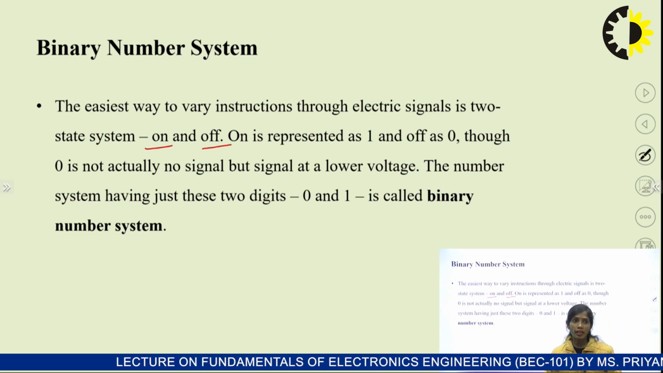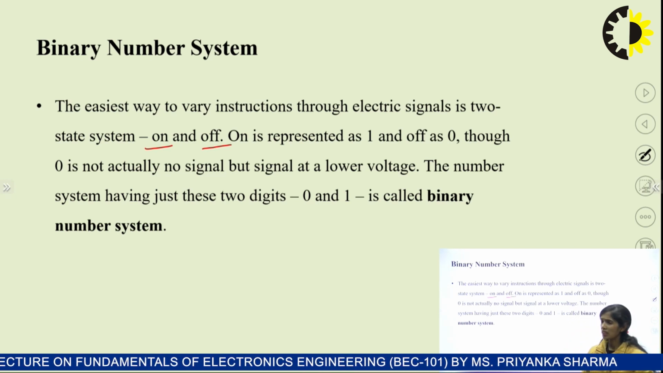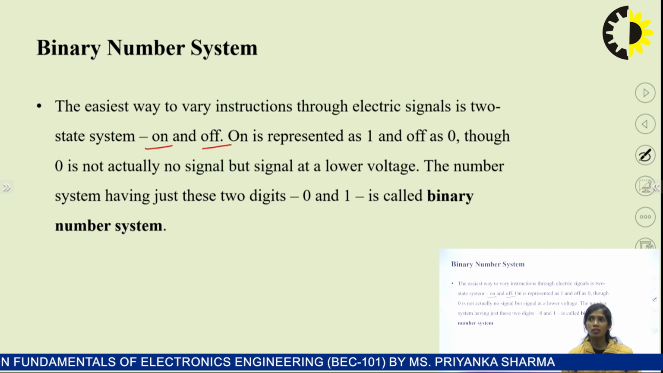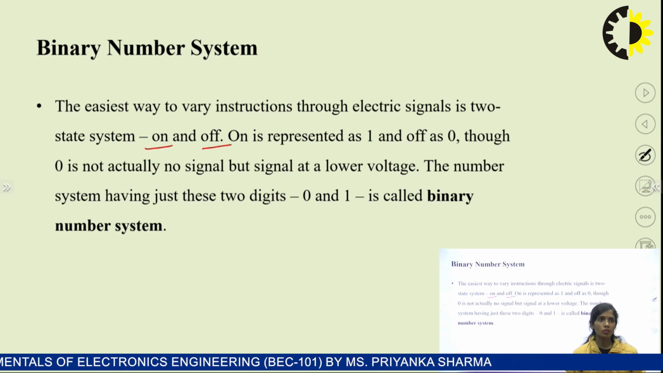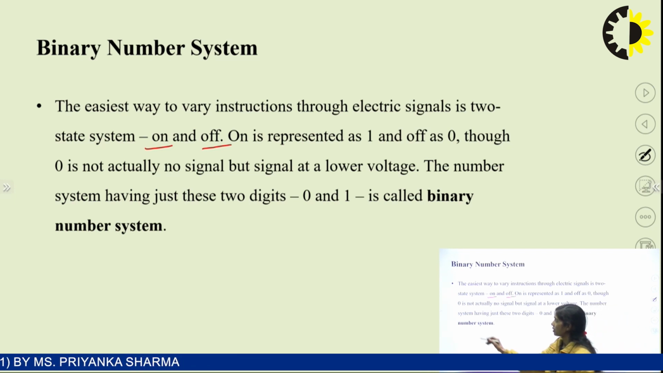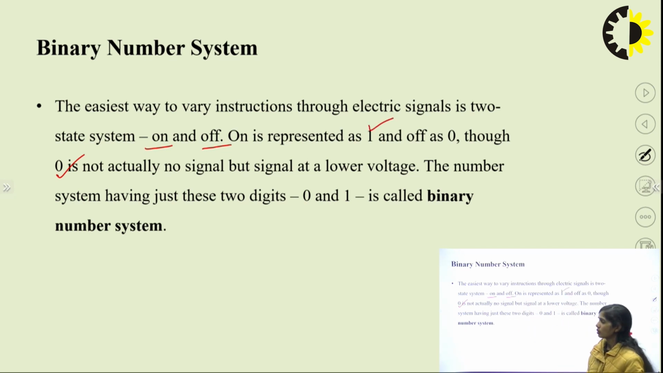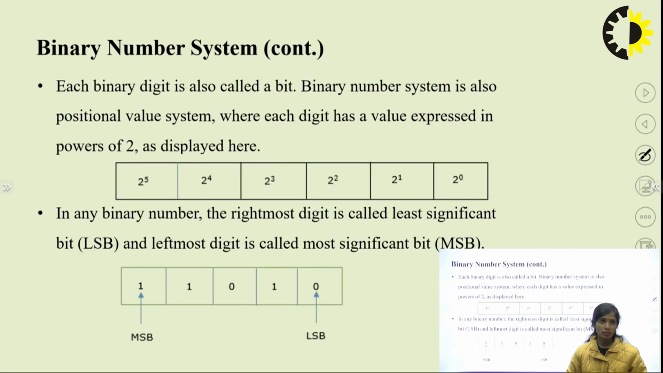0 is actually not no signal, but a signal at lower voltage. We can say it is not exactly 0, it can be any voltage, 1 volt, 1.5 volt, depending upon what threshold value I take. So lesser than the threshold value, we will treat it as 0, and above the threshold we will take it as 1. So there are two digits, 0 and 1, in the binary number system.